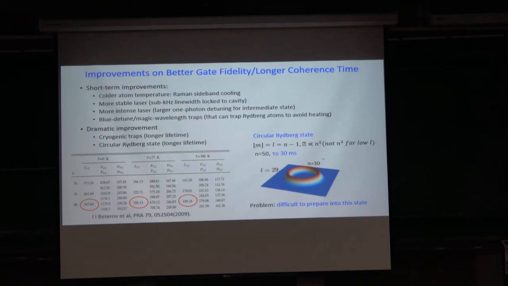a circular Rydberg state. What is a circular Rydberg state? The quantum numbers are n, l, m, so l equal to n minus 1. So the electron will move very far outside. And for that circular Rydberg state, the spontaneous decay lifetime is very long, as long as 30 milliseconds, much longer than this, a factor of 100.